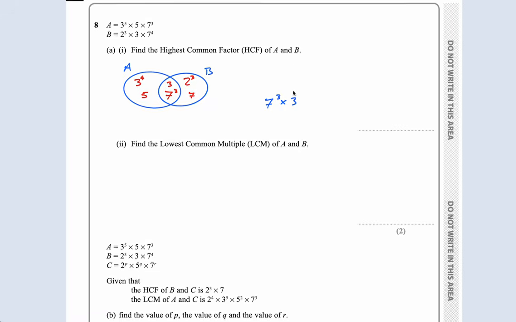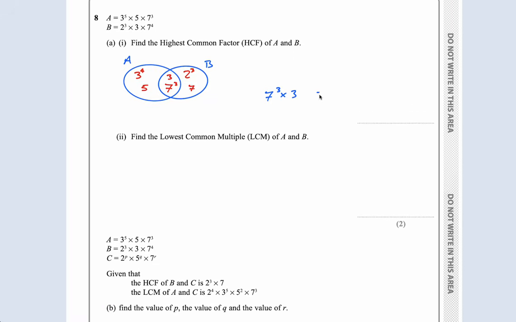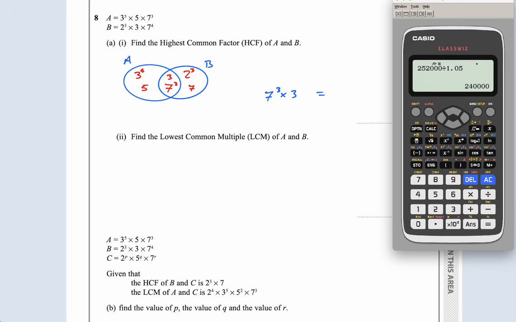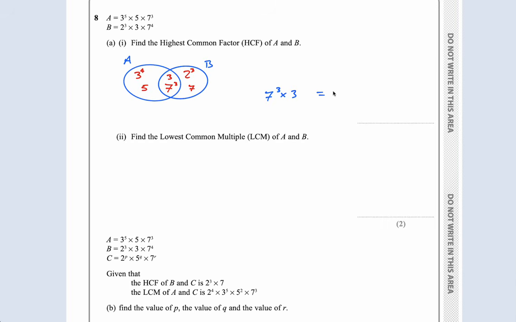Now he doesn't say, guys, to leave it like that, so I'm actually going to multiply it out. I'm going to do 7 cubed times 3, 1029. So this is 1029. You can put that there if you want.